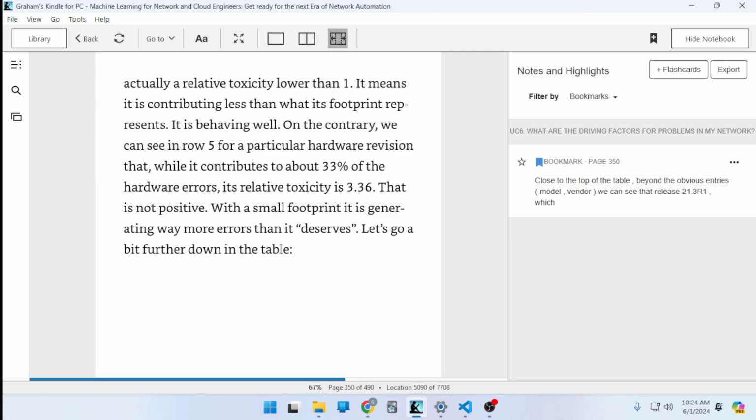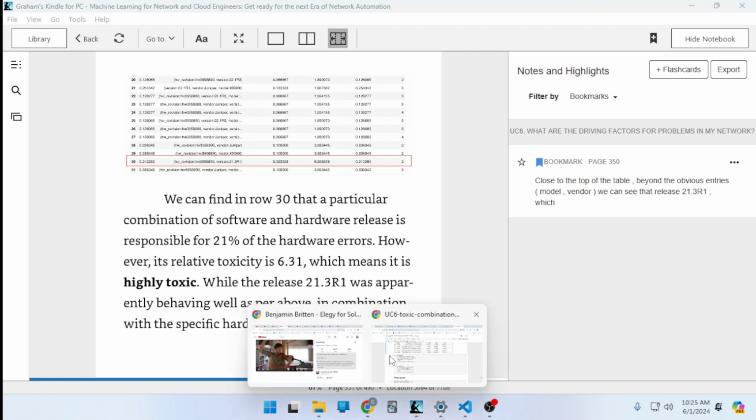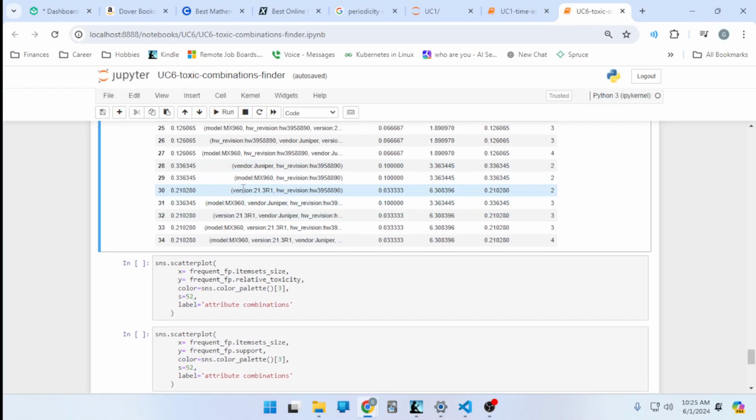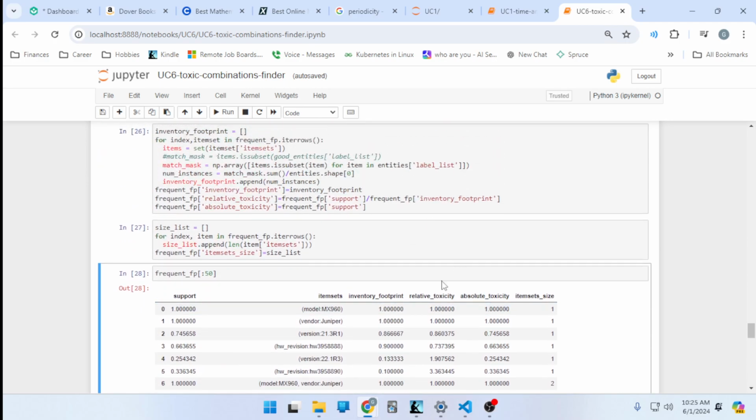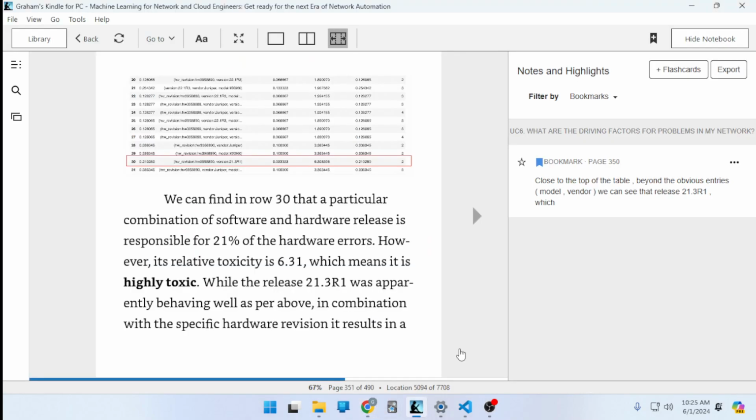Let's go a bit further down in the table. All right, so entry 30, which we have here. Let's see if we can find. So here's the absolute toxicity and the relative toxicity for entry 30. The relative toxicity is interesting. Is a 6. I wasn't expecting to see that. I was expecting to see another percentage under 1 value.